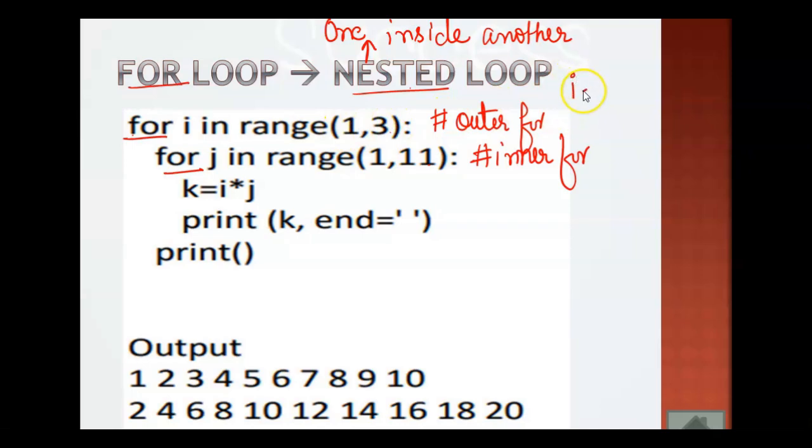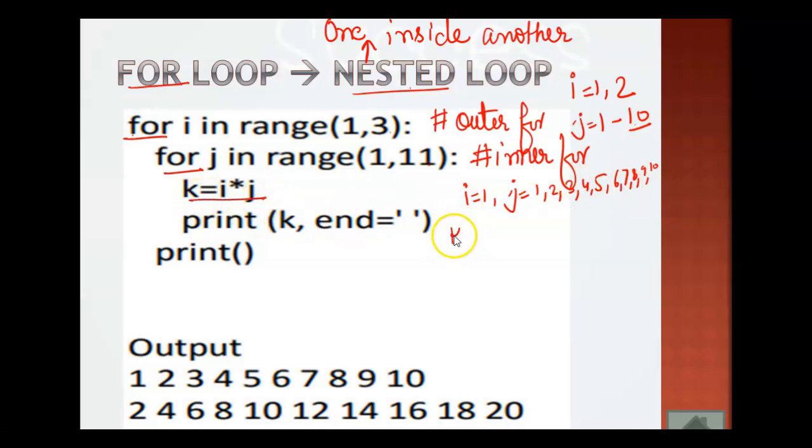So the i loop will work for 1 and 2. And for the j loop, we can check it is starting from 1 to 10, because 11 is excluded. So for i equal to 1, j will work 10 times. So i is equal to 1 and j is equal to 1, 2, 3, 4, 5, 6, 7, 8, 9, 10. Now please check k is equal to i into j. The value of i is 1, 1 into 1 is equal to 1, so it is displaying 1.